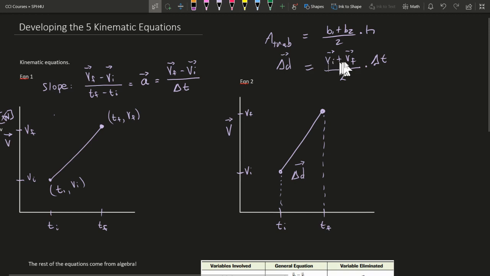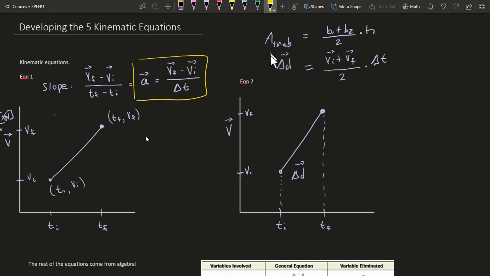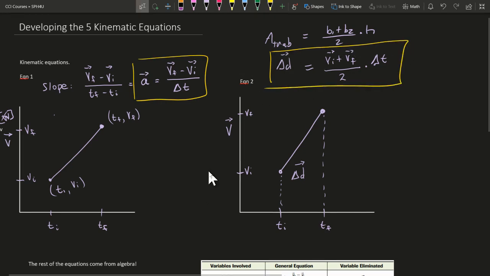And again, if I look at the units here, the sum of two velocities is a velocity. A velocity divided by a scalar 2 is just going to be a velocity. And a velocity times a time gives me a distance measurement unit. And so it's a change in position, okay? So I end up with that. So these are my two initial, what are known as the first two kinematic equations, in my opinion.